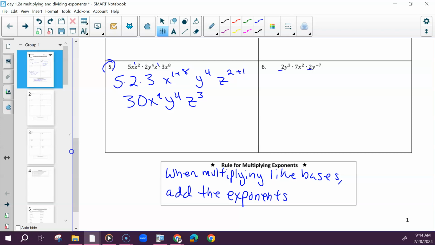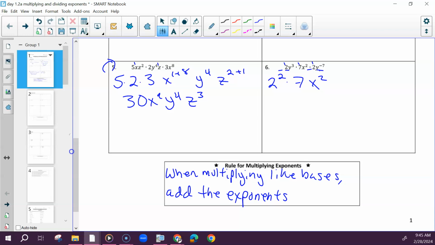We have like bases with 2's and with y's. The x is going to stay the same. The 7 is going to get multiplied. So I have 2. These both have exponents of 1. So it's going to be 2 squared times 7. The x squared stays the same. And in this case, because we have a negative exponent, we're going to subtract, or add a negative, instead of add. So 3 minus 7 will give us y to the negative 4.